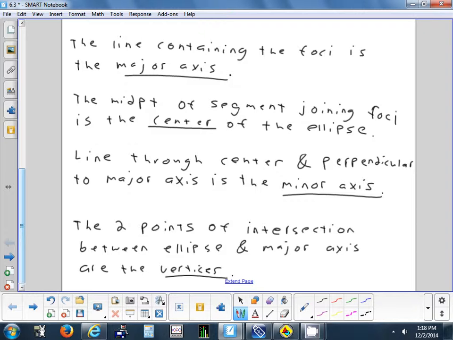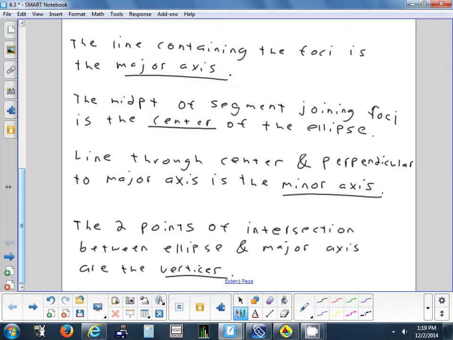Two of them. So some of the terms you see here are the same. Like we had a focus yesterday in a parabola. Today we still have foci, more than one focus. But we didn't have a center yesterday. There's no such thing as a center of a parabola. We didn't have a minor axis. We didn't have a major axis. But we did have a vertex yesterday. Today we have more than one vertex. We have vertices. So it's a little bit of overlap, but not everything.